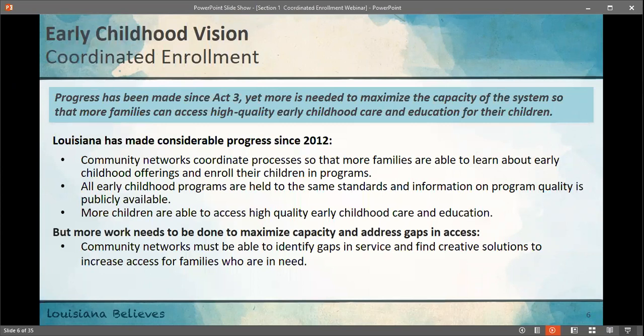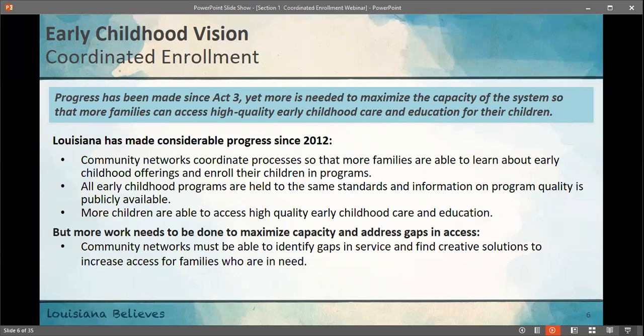Okay, so talking about more specifically what the vision for coordinated enrollment is and what it has been, I just want to first congratulate everyone on the phone and sort of celebrate the fact that we as a state have made considerable progress since 2012. So we know that communities all across the state are really coordinating their processes so that more families are able to learn about early childhood offerings and enroll their children in programs.